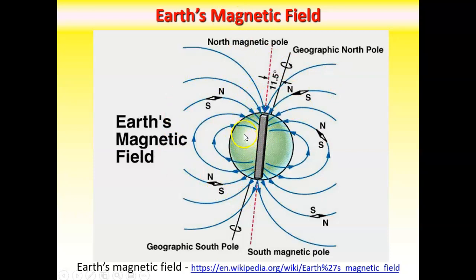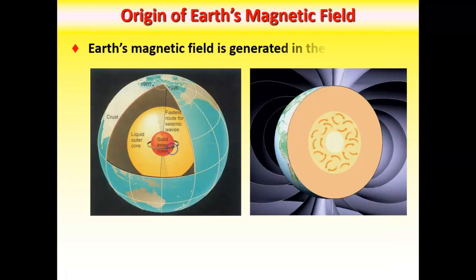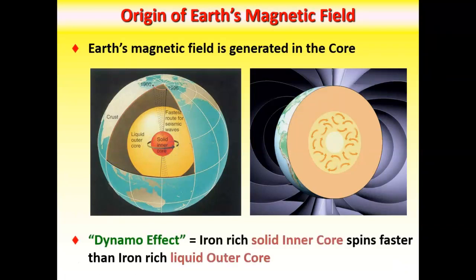And so when you're on our planet and you have a compass, it's pointing to the north because the lines are emanating out of the south and going into the north. And so our magnetic North Pole is up to the north there. And so what do we think is happening here? Why is this happening? Mostly the explanation is that the iron-rich core is generating our magnetic field.